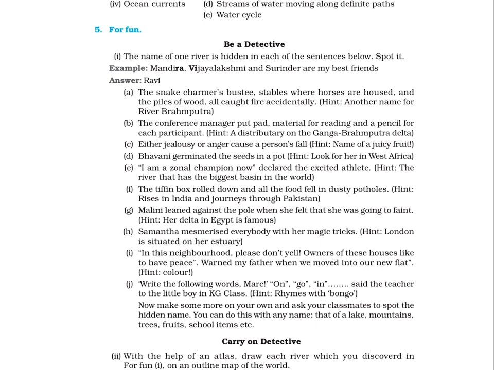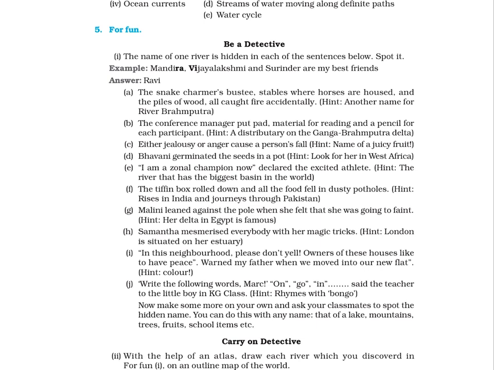accidentally. Hint. Another name for river Brahmaputra. B. The conference manager put pad, material for reading and a pencil for each participant. Hint. A distributary on the Ganga-Brahmaputra delta. C. Either jealousy or anger cause a person's fall. Hint. Name of a juicy fruit. D. Bhavani germinated the seeds in a pot. Hint. Look for her in West Africa.